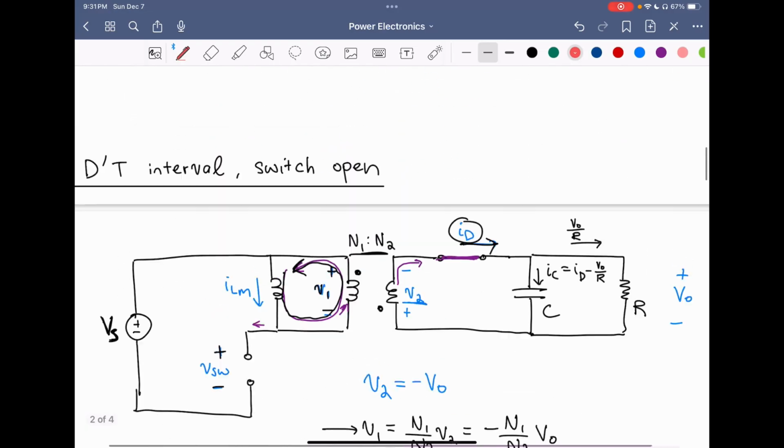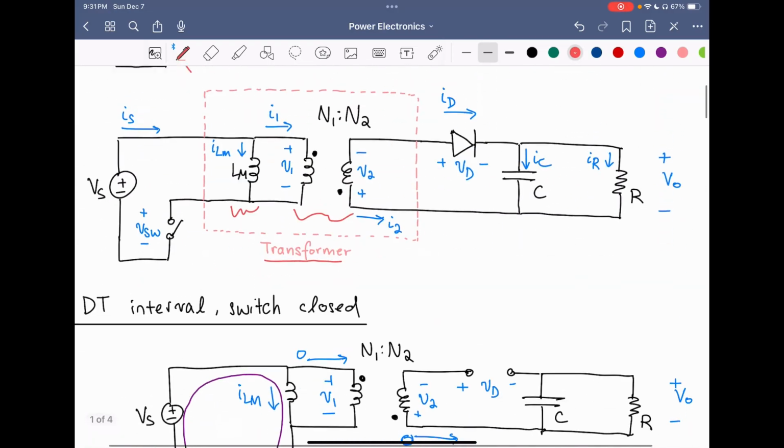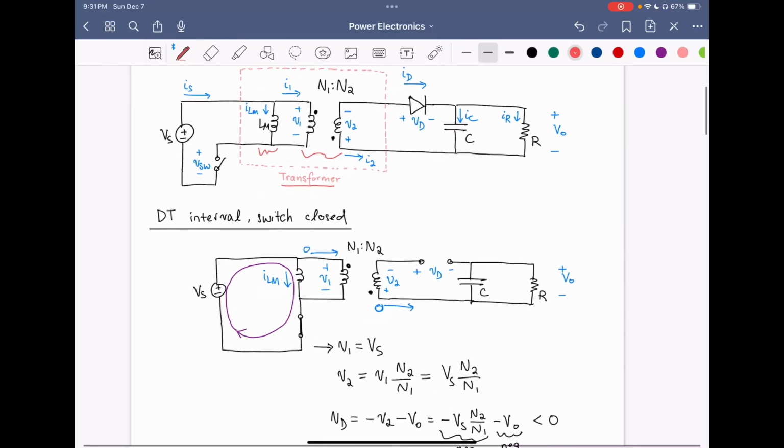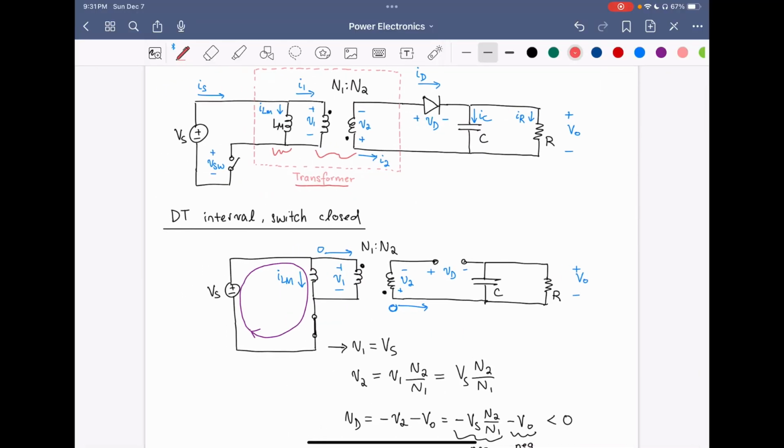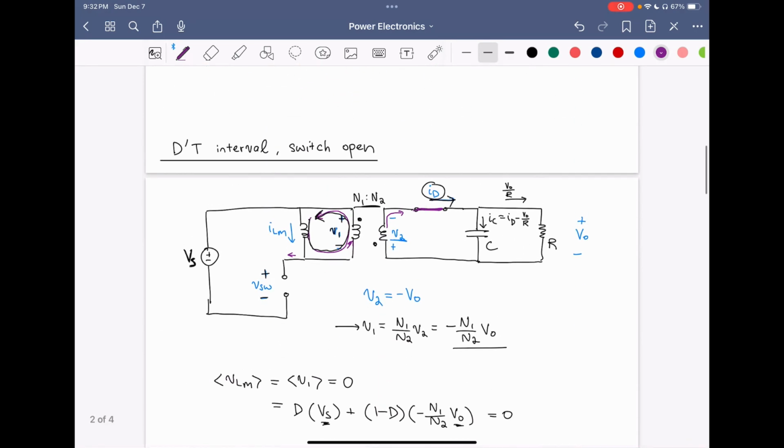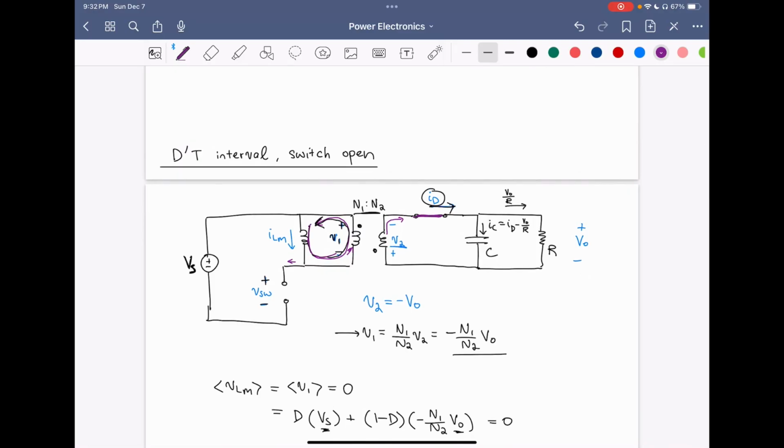And another thing to note upon review of this circuit is that in the DT interval, we have the current charging this inductor here. So it's ramping up the magnetizing current. And in the D prime T interval, the magnetizing current is then ramping down, and we have that current going to charge the output in this case.